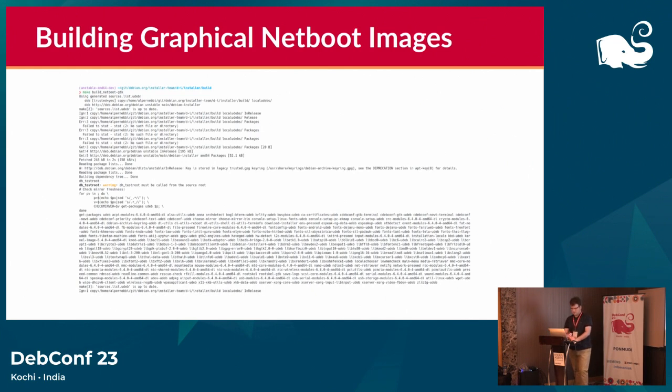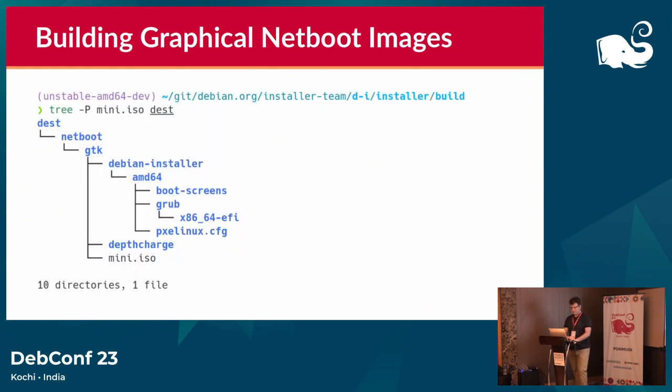This is unreadable. It's just a thing to show you that when you run this command, it just builds things. And we eventually get something in the dest folder, which is dest/netboot-gtk/mini.iso. That is the thing we are interested in. That's a complete ISO image that we can use to test Debian installer.